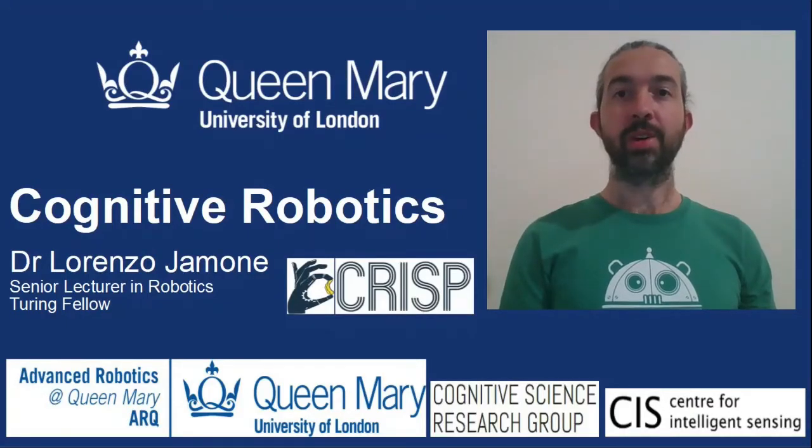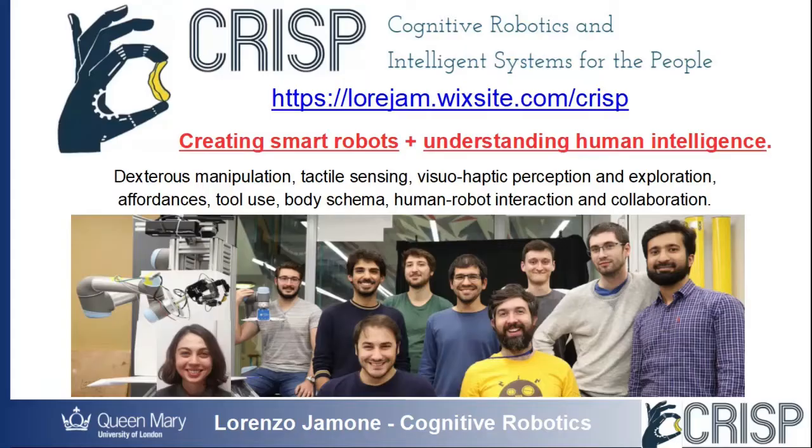Hello, everyone. My name is Lorenzo Jamone. I am a senior lecturer in robotics at Queen Mary University of London. And in this video, I will tell you about the research we do in the area of cognitive robotics. I lead a team that goes under the name of CRISP, Cognitive Robotics and Intelligent Systems for the People.